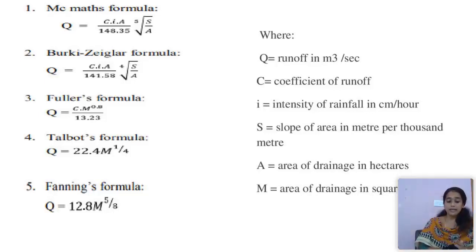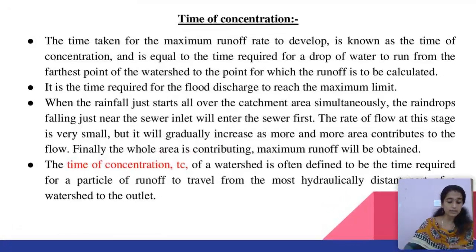Here Q is the runoff in meter cube per second, C is the coefficient of runoff, I is the rainfall intensity in centimeter per hour, and S is the slope of area in meter per 1000 meter. A is the area of drainage in hectares, and M is the area of the drainage in square kilometers. I hope you understood this rational method and this empirical formula method. The next topic is time of concentration, that is TOC.